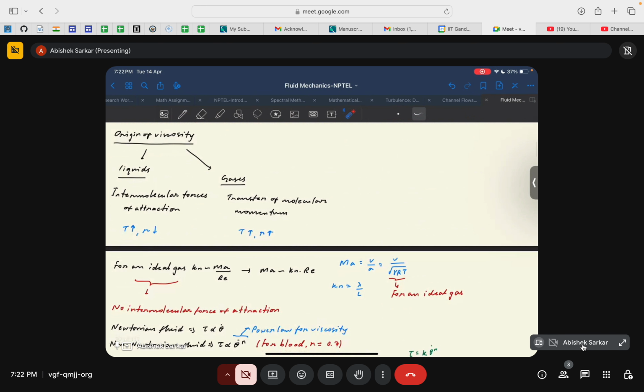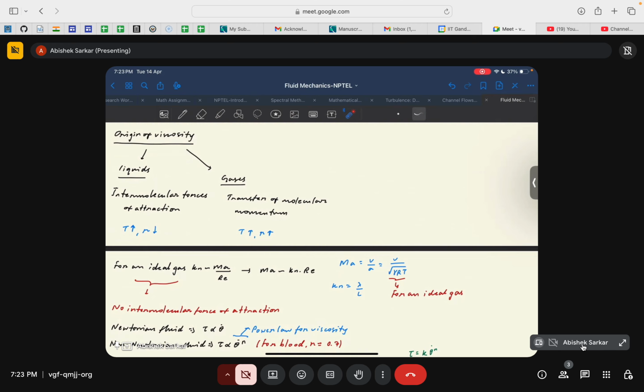In the case of viscosity, again it's an important conceptual point, that in liquids, viscosity arises because of the intermolecular forces of attraction between the fluid molecules. But in gases, since the molecules are considerably farther apart compared to liquids, the main cause of viscosity is the transfer of molecular momentum.